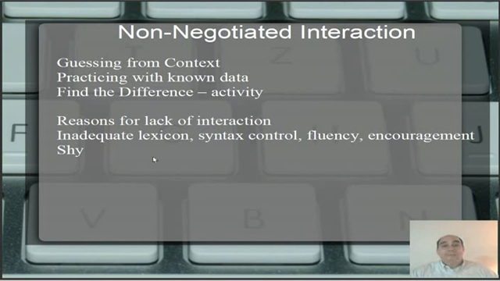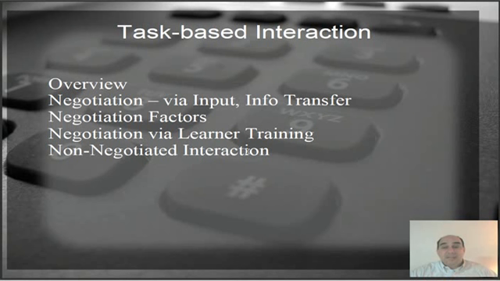Okay, and that's all for this section here on task-based language teaching or task-based interaction. I will have another one of these that's going to be a little more detailed as far as what types of things you do with task-based language teaching beyond just speaking and listening.